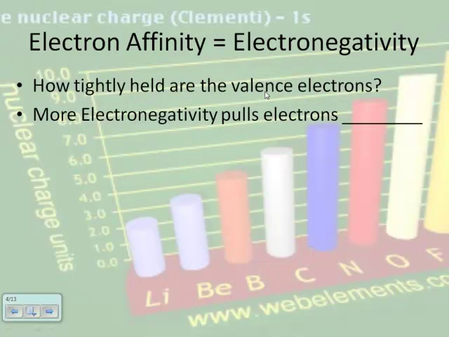So let's look at the electrons that are in the valence shell and how tightly an atom can hold on to them. We call that the electron affinity, and another term for it is electronegativity. By that, we are talking about how much it pulls on the electrons. More electronegativity pulls electrons tighter, with more force.